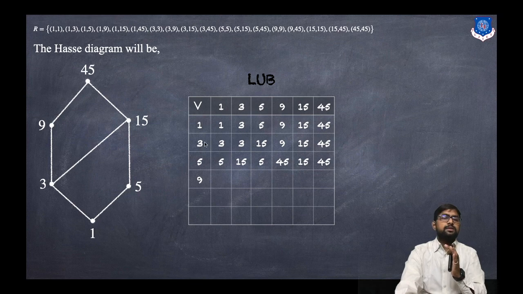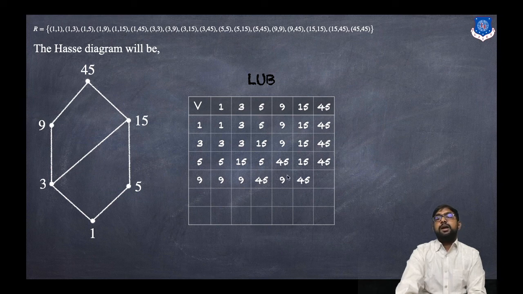Now 9. Now 1 and 9. In 1 and 9 it was 9, so here it will be 9. Then next 9 and 3, it will be 9. Now 9 and 5. In 5, 9 it was 45, so here it will be 45. Now 9 and 9, as it is the same point, it will be 9. Now 9 and 15, that is 45. And 9 and 45.